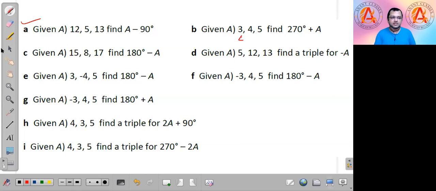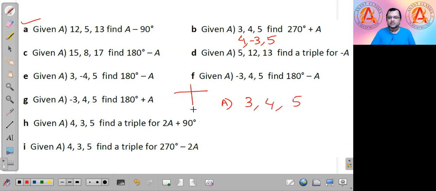So the answer is 4 minus 3, 5. Check the answer. Are you getting this? Otherwise, I will solve. 4 minus 3, 5. Yeah, okay. So A is 3, 4, 5.